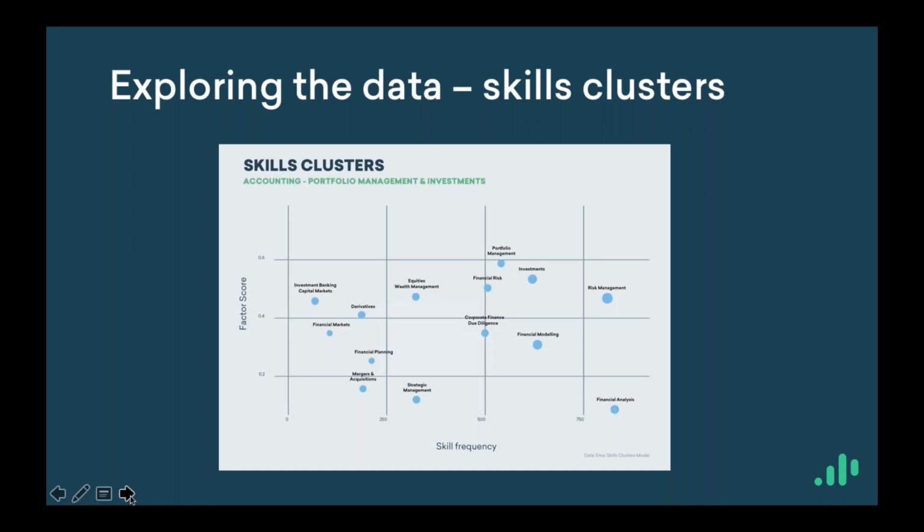Now, on screen, along the horizontal axis, we see how common a skill is in their graduates. So how frequently a skill is appearing in their graduates' professional profiles and recruitment information. And then on the vertical axis, we see how specific that skill is to this particular career grouping.